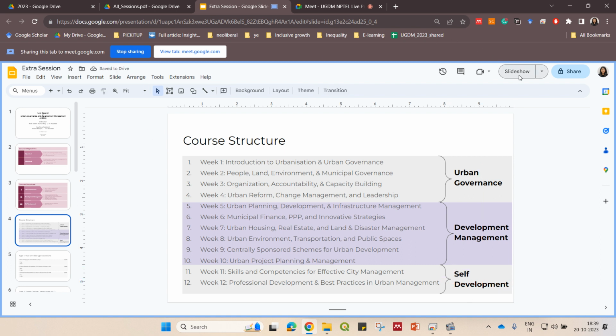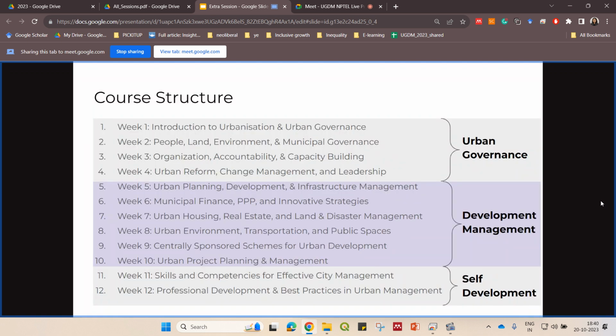So I think this is now better, or this better reflects the course structure and the course coverage. Okay, so the last two lectures, which is the week 11 and week 12 of lectures, those reflect the lectures on self development. So, week 11 would be about skills and competencies for effective city management.